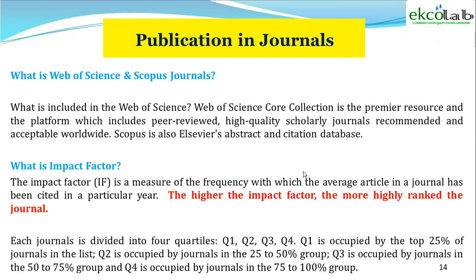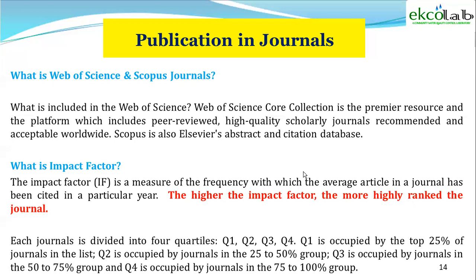KO1 is the globally top 25% journal, then KO2, KO3, and KO4. So if you want to submit your article, first of all, you must have the knowledge about whether this journal is predatory, fake or not. To check, you need to know if it is registered under Web of Science and Scopus. You should also consider the impact factor of the journal.